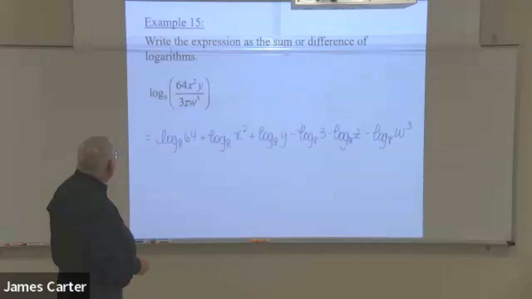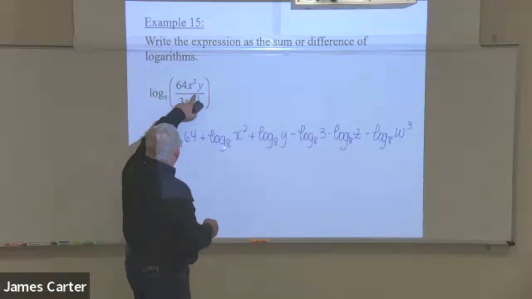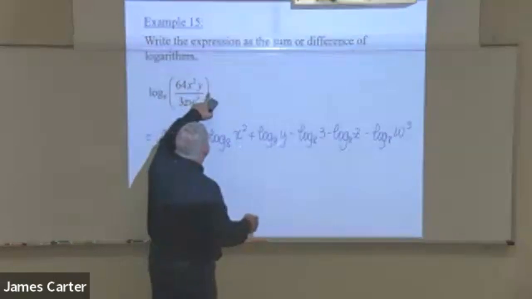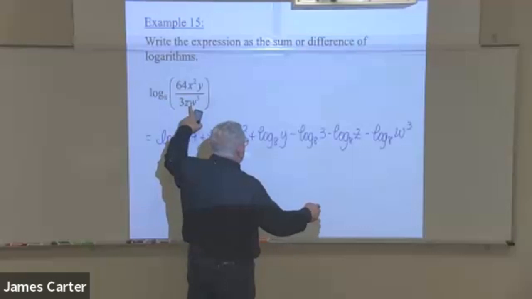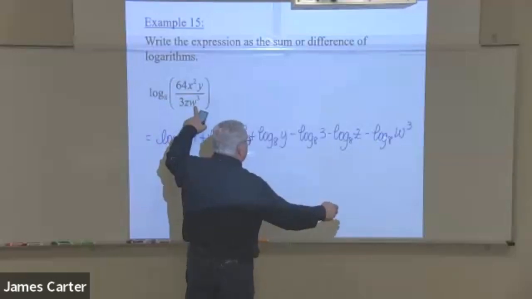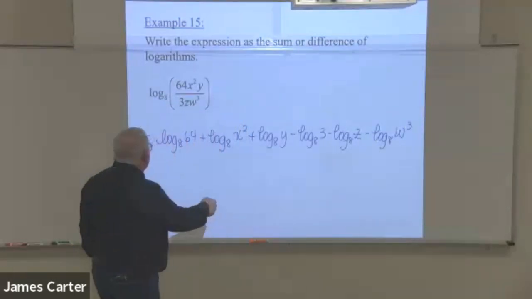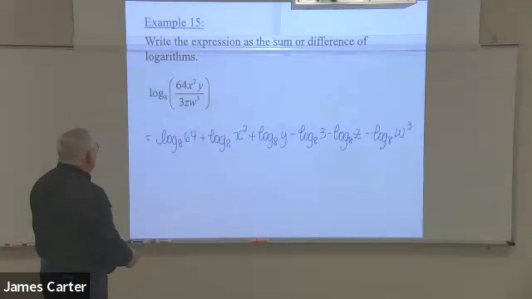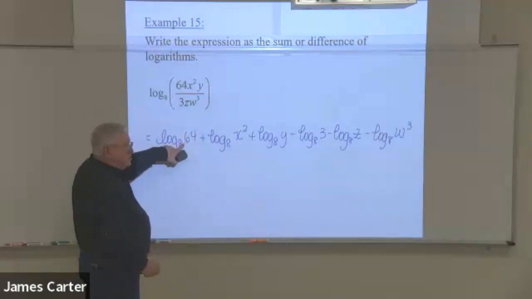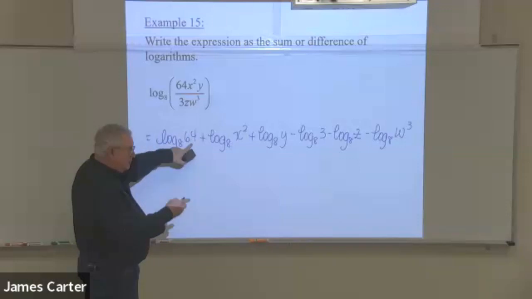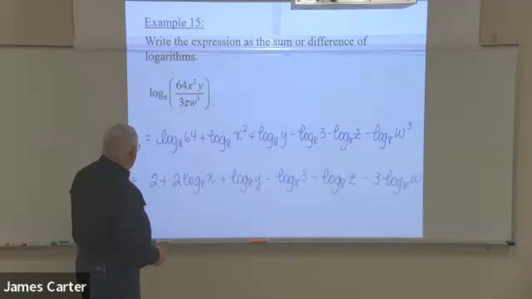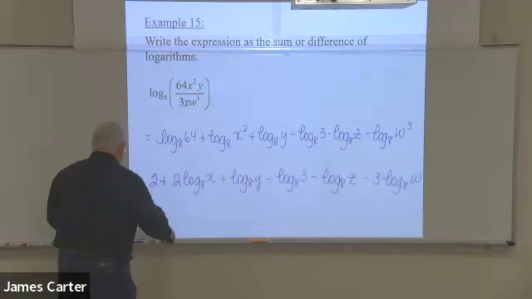This one here, you got the log of 64, you got the log of x squared, you got the log 8 of y, minus log of 3, minus log of z, minus the log of w cubed. Now we got to bring these powers forward, and this one we can change to 2. This is equal to 2 because 8 to the power of 2 is 64. So here is the 2.